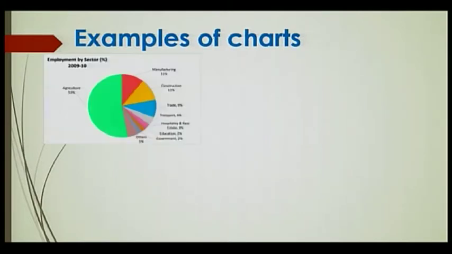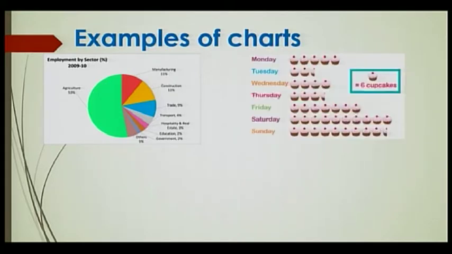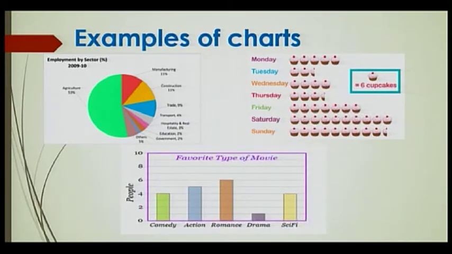So let us look at some examples of charts. This one is an example of a pie chart. Here you have an example of a pictogram and you have an example of a bar chart. These are the different forms of representing the data graphically. But for today's lesson, we are going to consider the frequency table.